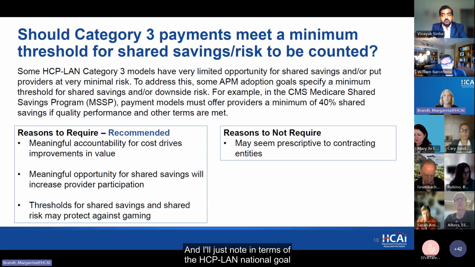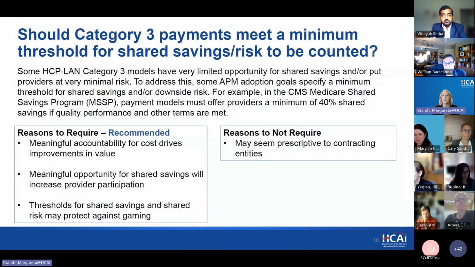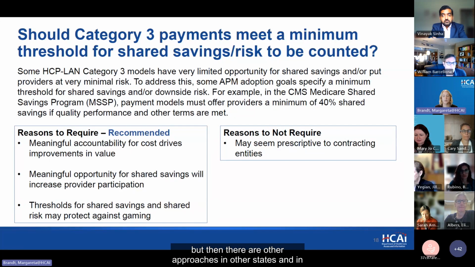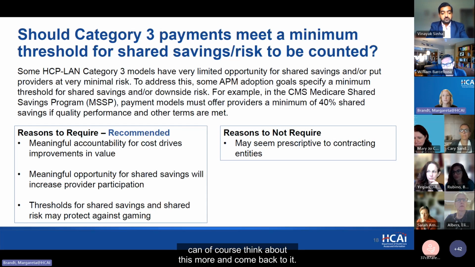Thanks, Carrie. I'll just note that the HCP-LAN national goal is focused on category 3B and above, so that's shared savings, shared risk. But then there are other approaches in other states and in California. I don't know if any folks from the California purchasers want to weigh in, you're welcome to. And Carrie, we can of course think about this more and come back to it.